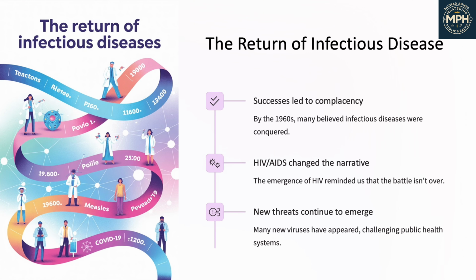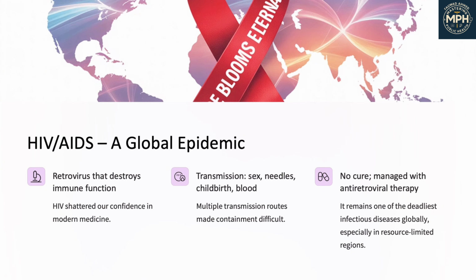By the 1960s, it seemed like the battle against infectious diseases had been won. Smallpox was gone, polio was on its way out, antibiotics and vaccines were saving lives. But then came HIV, then Ebola, then drug-resistant bacteria. This chapter tells the story of how old threats returned and new ones emerged, challenging everything we thought we knew about controlling infectious diseases. AIDS, the wake-up call.